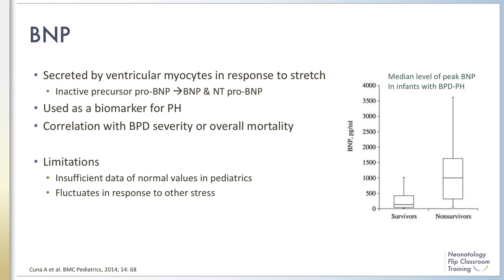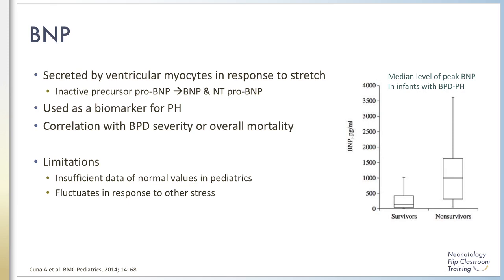For example, in a study of 36 patients with BPD-associated pulmonary hypertension, Kuna and colleagues found that the peak BNP level was significantly lower among infants with BPD-associated pulmonary hypertension who survived than among those who died.